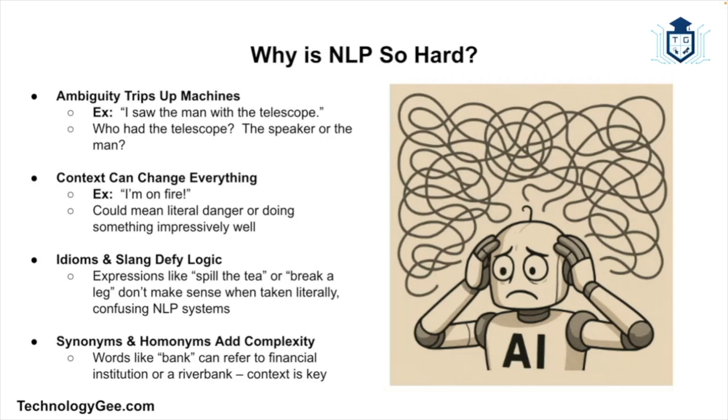And then there's issues with context. So you could say something like, I'm on fire, and that could mean you're literally burning up, or that could mean that you're doing something amazingly well. Then we have idioms and slang. So you could say something like spill the tea, or I'm about to hit the books, or break a leg. And to a machine, that could make no sense. Then there are synonyms and homonyms. So you could say the word bank, and that could mean a financial institution, or it could mean the side of a river. So when it comes to computers, they're really good at math and logic, but understanding all the weird quirks of human language, that takes some serious AI muscle.